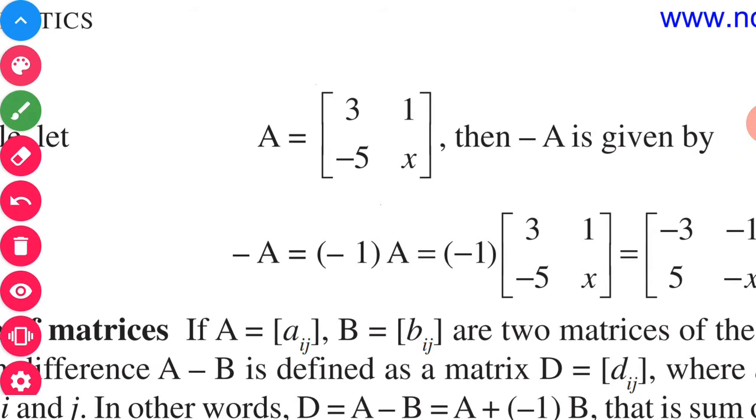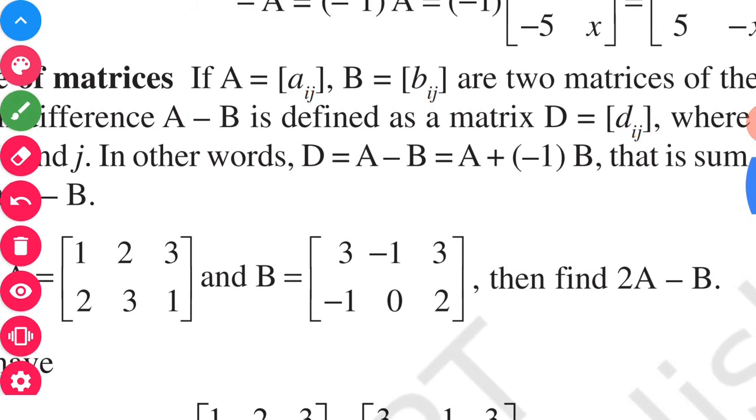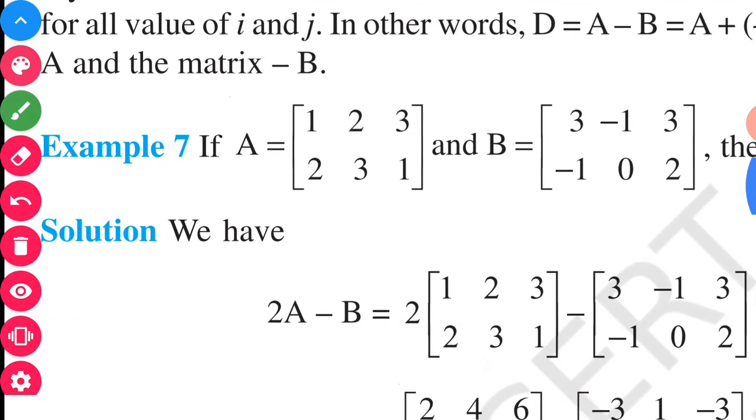So after doing this, we have understood the meaning of multiplying a matrix by a scalar. When we have to multiply the matrix by a minus sign, we have to multiply each entry of the matrix by minus. So in case of minus A, we have to multiply the given matrix by minus 1. So it becomes minus 3, then minus 1, then minus 5 becomes 5, and x becomes minus x. Understood? So after knowing this, we have example number 7.